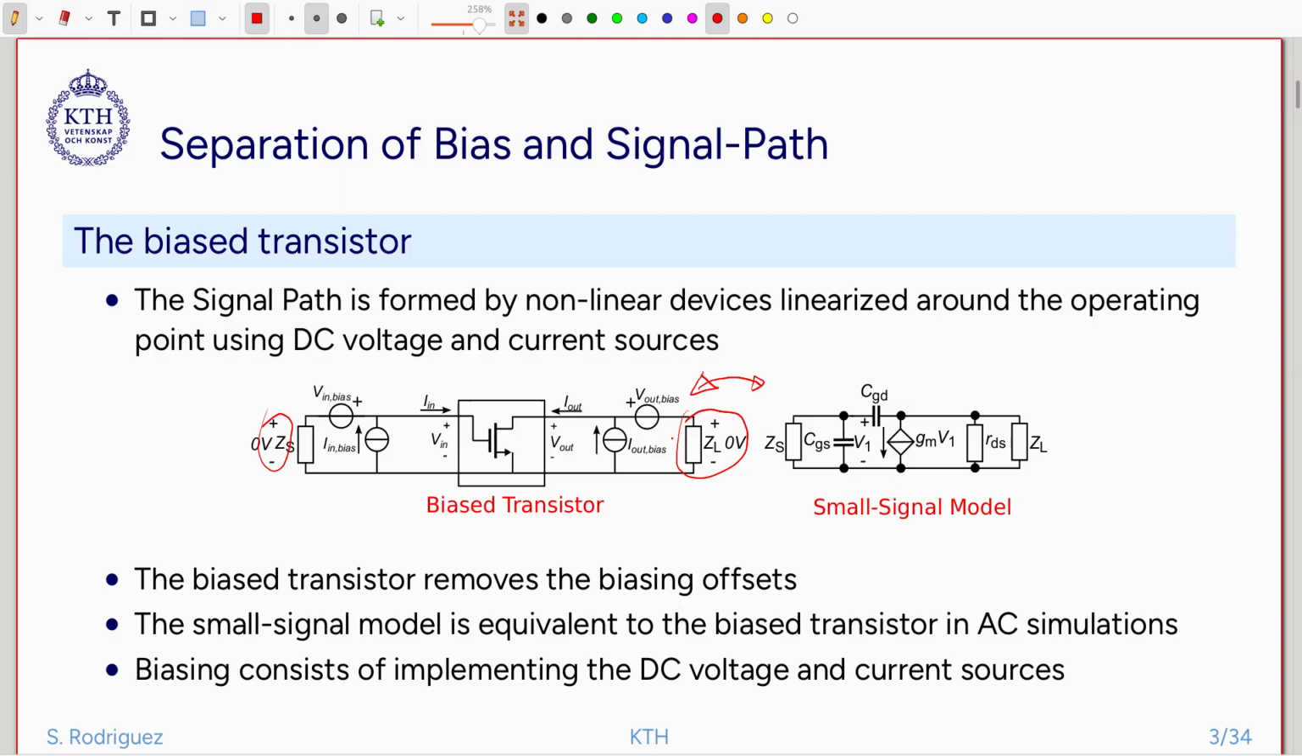So at some point we will be happy with our small signal or signal path. We'll be happy with the compensation, and we need to come back and implement these DC current and voltage sources, and that is exactly what biasing is. Biasing consists of implementing these sources, 4 sources per transistor.